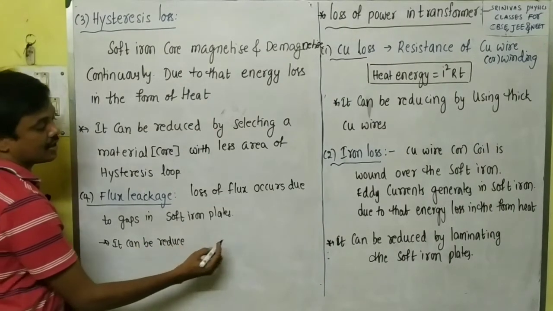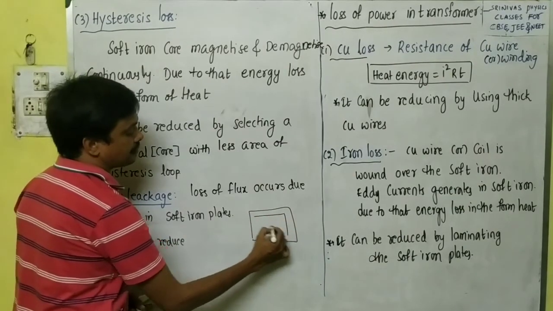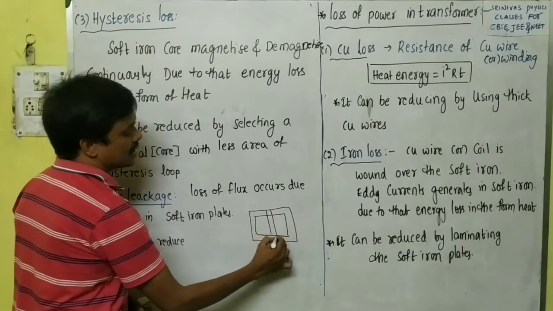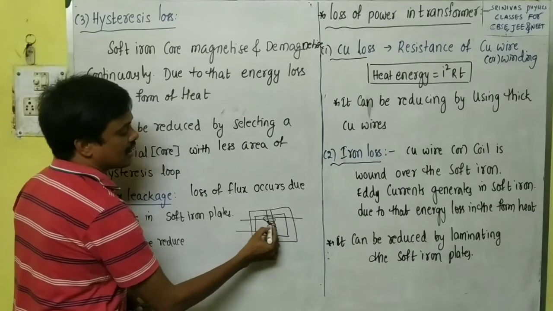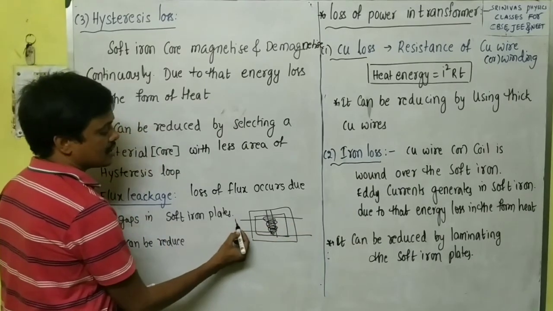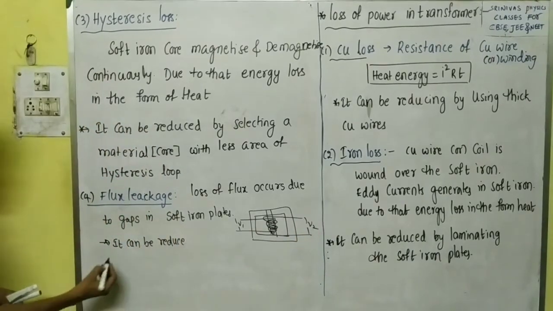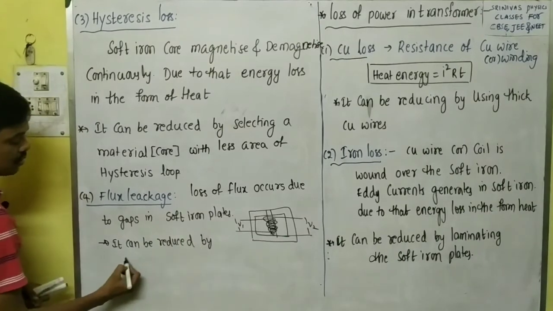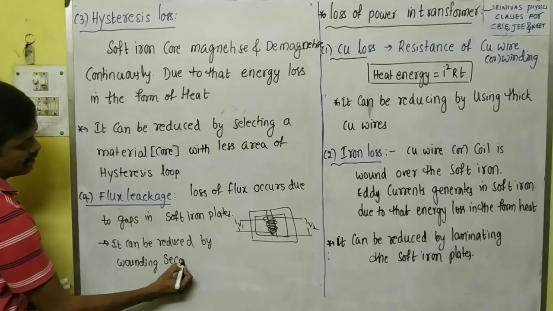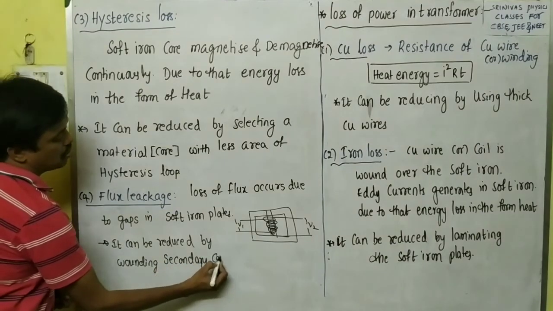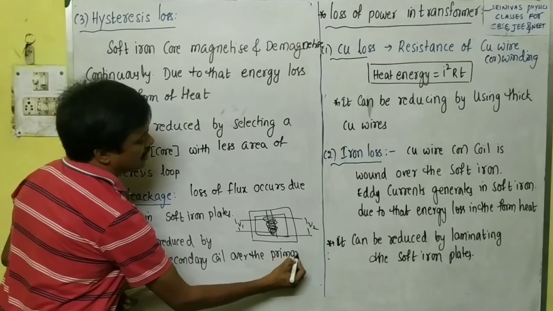If the two coils are wound like this, for example, this is a coil, the primary coil is wound like this, and the secondary coil is also wound over the primary coil. This is the input voltage and this is the output voltage. In this case, it can be reduced by winding the secondary coil over the primary coil.